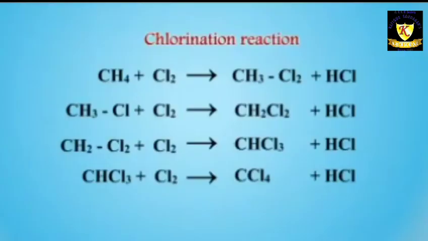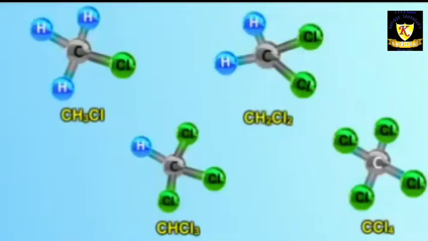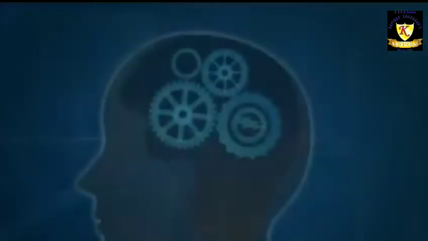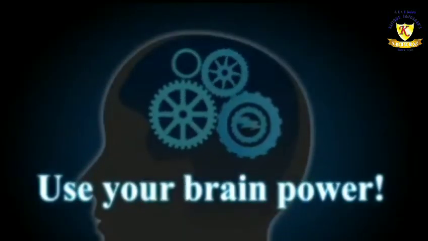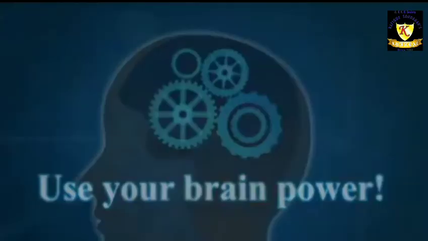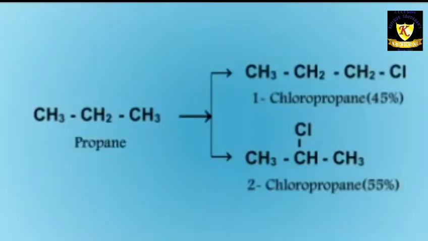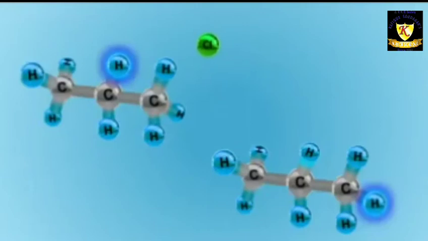Understood? Still larger number of products are formed in chlorination reaction of higher homologues of alkanes. Use your brain power. In the chlorination substitution reaction of propane, two isomeric products containing one chlorine atom are obtained. Draw their structural formulae and give their IUPAC names.